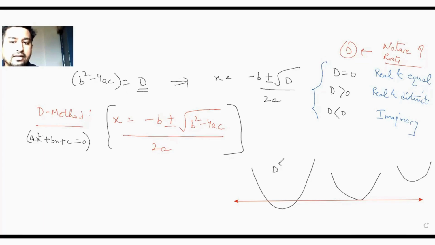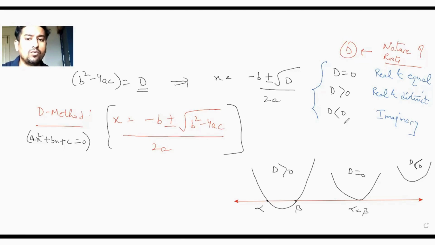This is D greater than 0, right? Real and distinct, two roots. One here and one here. These are two roots, real and distinct. This would be alpha, this would be beta. This is D equal to 0, meaning real but equal roots. So at this point alpha is equal to beta. And here this is D less than 0, meaning imaginary roots, no roots at all.